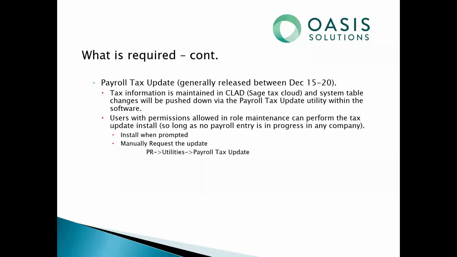If by some chance you are prompted and you can't do the installation, either your role doesn't have the permission, or maybe you have a company that does have payroll in progress, you can go back and manually request the update. You can do that through the payroll module utilities menu. There is a selection there for payroll tax update, and that will allow you, again, as long as you've got the role permissions, it will allow you to install as you click on that.